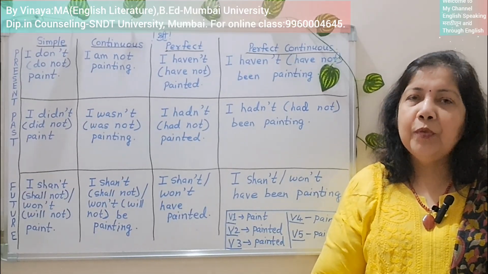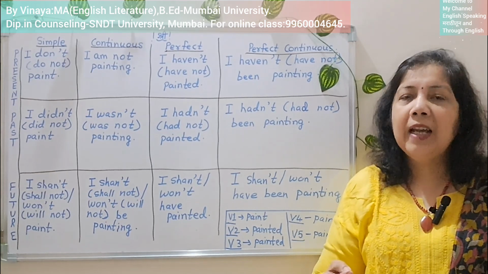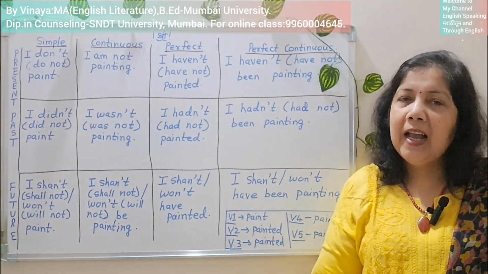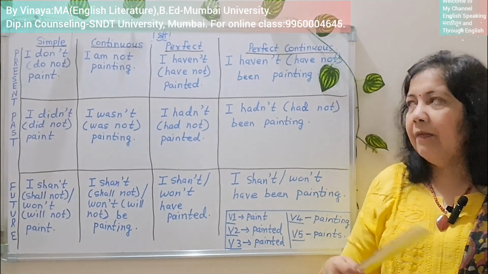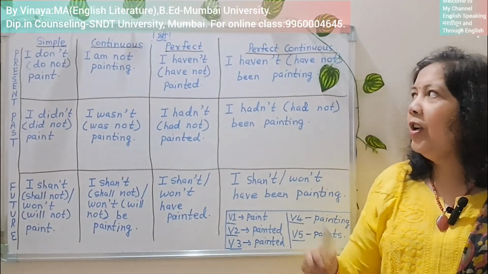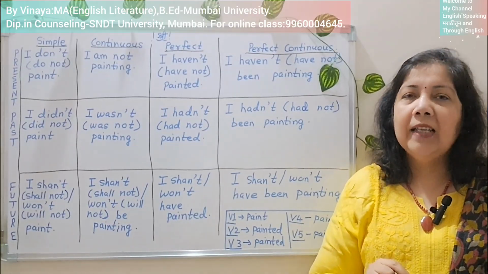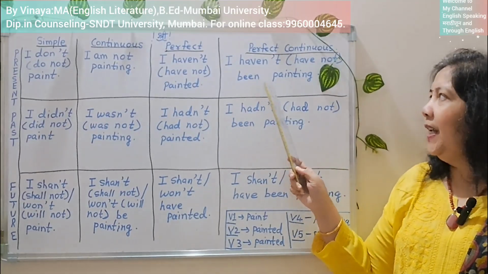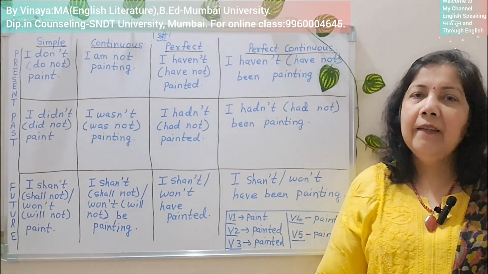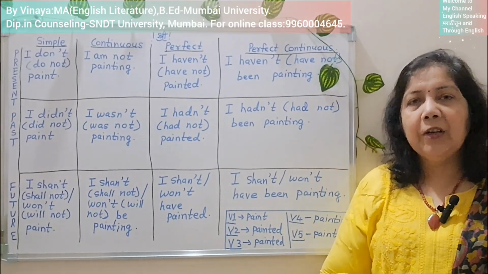Now suppose the subject is he or she or it, then instead of have, we have to use has not, hasn't. Otherwise we use have not, haven't. What is the formula now? Subject plus haven't or have not, or hasn't or has not, plus been plus V-ing. When to use is clear to you. Present tense is over here.